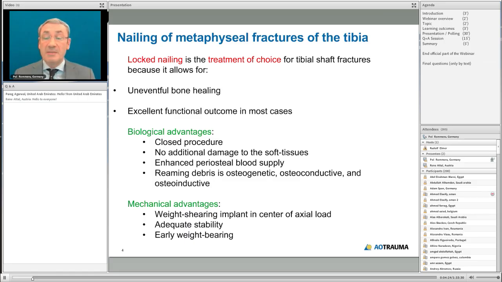We have distinct mechanical advantages. When we implant a nail, this is a load-sharing implant in the center of the axial load of the tibia, giving adequate stability and enabling a very early partial and also early complete weight bearing.